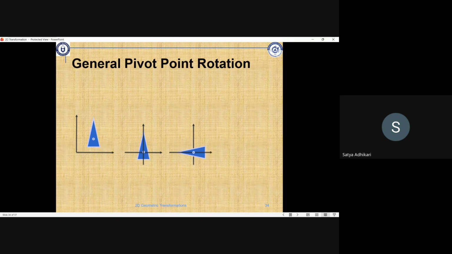You see, the angle is not specified. Suppose the angle is 90 degrees. Now I rotate towards anti-clockwise. Anti-clockwise is positive. Okay. Now it is rotated.